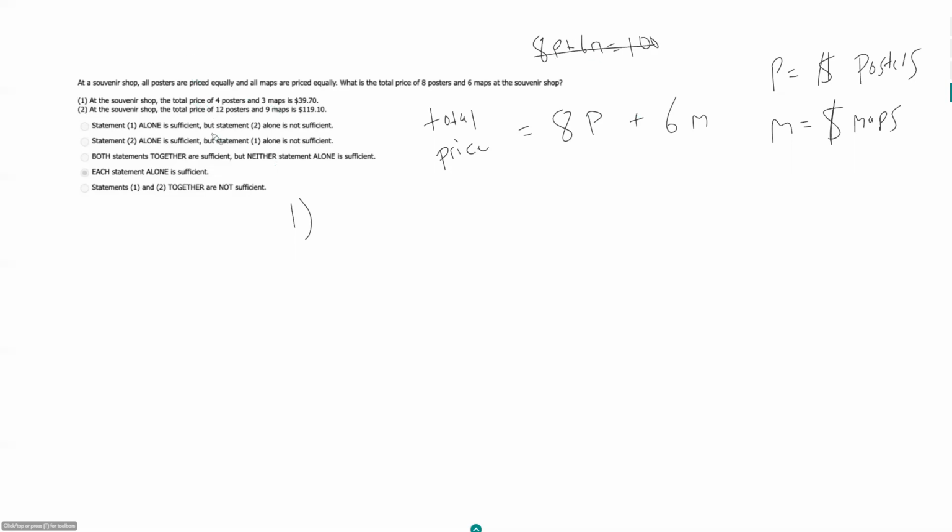in data sufficiency especially. So statement 1 says, at the souvenir shop, the total price of 4 posters and 3 maps is $39.70. So what does that mean? That means 4p plus 3m is equal to $39.70. And so I got to think, from this, can I get 8p plus 6m?